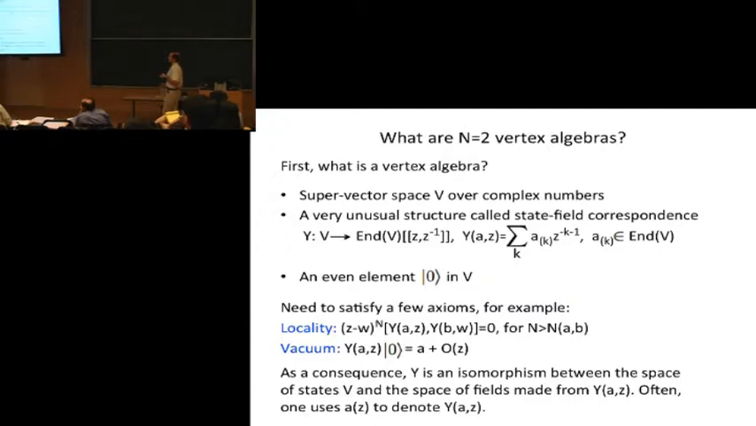And then the other important axiom is the vacuum axiom: if you take Y(A, z) and hit the vacuum vector with it, meaning hit it with all those endomorphisms A_k, then what you get is A for the z to the zeroth power, and everything else is just positive powers of z. So as a result, if you know your Y(A, z), you can recover A by taking the limit as z goes to 0. So this Y is called the state-field correspondence for a reason. It gives an isomorphism between states, the A's, and fields, these formal power series Y(A, z).